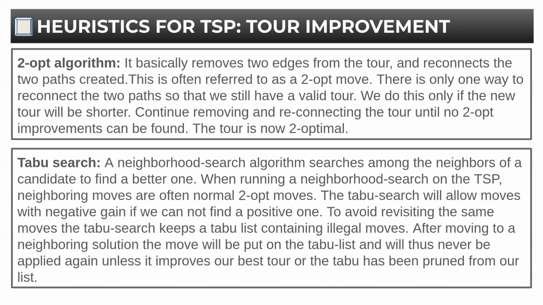The tabu search will allow moves with negative gain, that is, a negative improvement in the solution, if we cannot find a positive one. To avoid revisiting the same moves, the tabu search keeps a tabu list containing illegal moves. After moving to a neighboring solution, the move will be put on the tabu list and will thus never be applied again unless it improves our best tour or the move has been removed from our list.